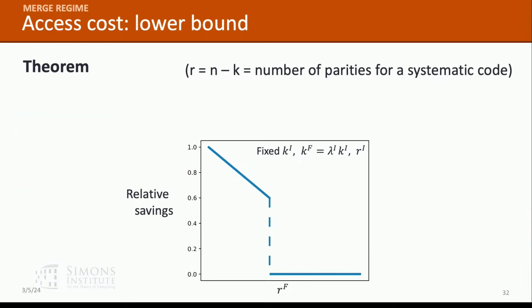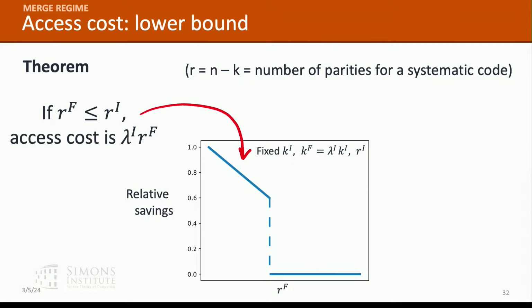So here is a very informal statement of the results. This is looking at the access cost and focusing on both C_I and C_F, both the initial and final codes being linear and MDS, maximum distance separable. So that's the decodability constraint. Now, keeping that, recall that r is n minus k, and in the systematic code world, it corresponds to the number of parities. So on the y-axis is the relative savings, like 0.6 is 60% reduction, and the x-axis is r_F. And the plot looks like this.